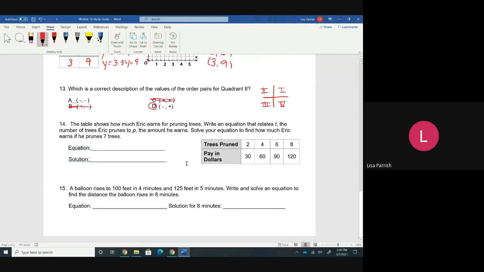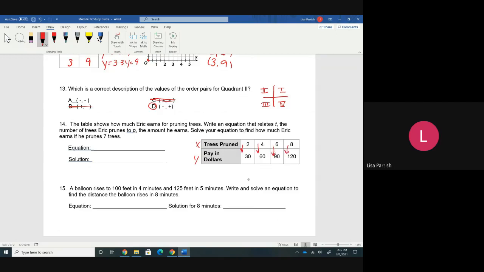Number 14 says the table shows how much Eric earns for pruning trees. Write an equation that relates T, the number of trees pruned, to, let me read that again. Write an equation that relates T, which is the number of trees he pruned, to P, the amount he earns. So trees pruned would be like your X, and pay would be like your Y. Again, you're going to go from here to here. You got to find your rule.